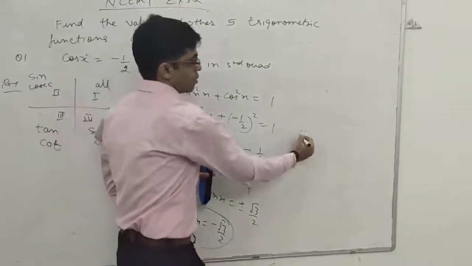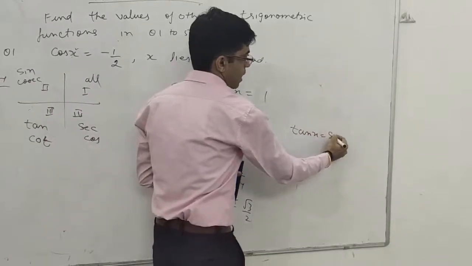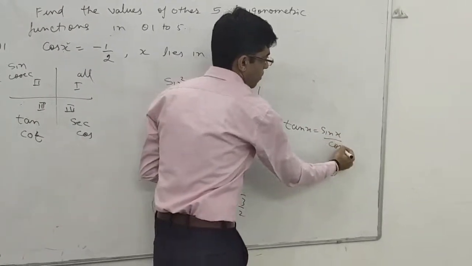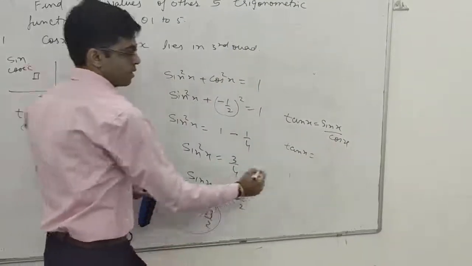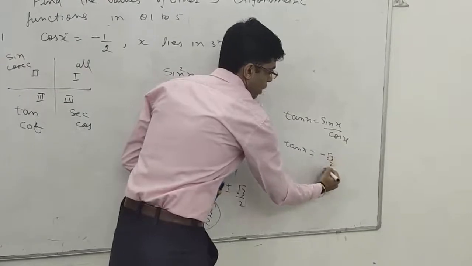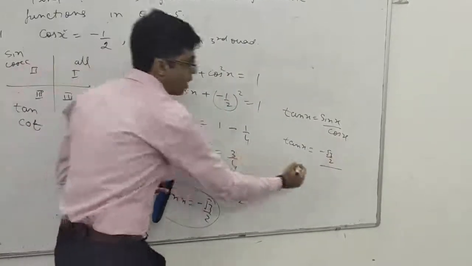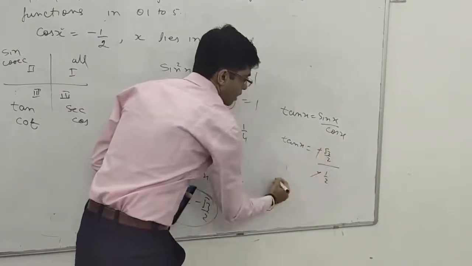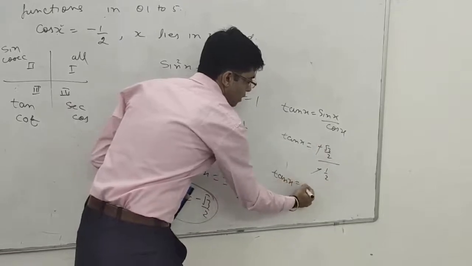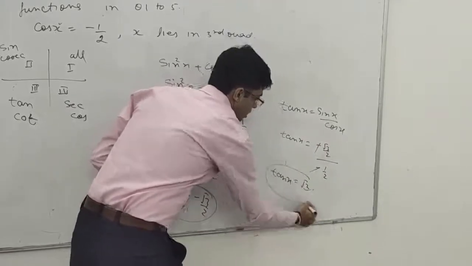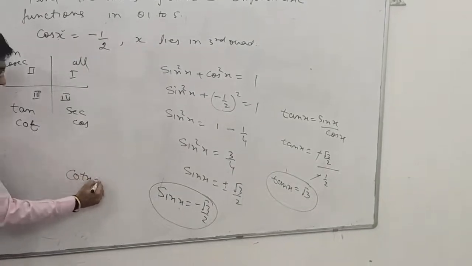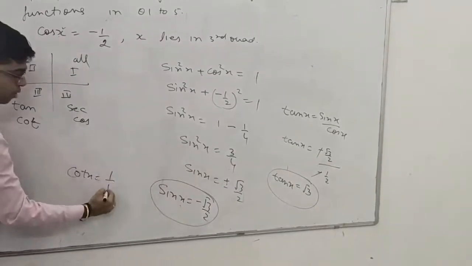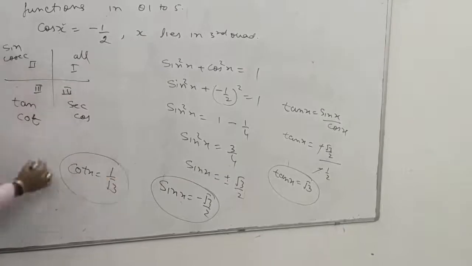So what is tan x? Tan x is sin x upon cos x. So tan x is divided, sin x is negative root 3 by 2 and cos x is negative half. So negative negative cancel out, and tan x is root 3. This is the answer of tan x. Now cot x. Cot x is the reciprocal, and the reciprocal of this is 1 upon root 3.